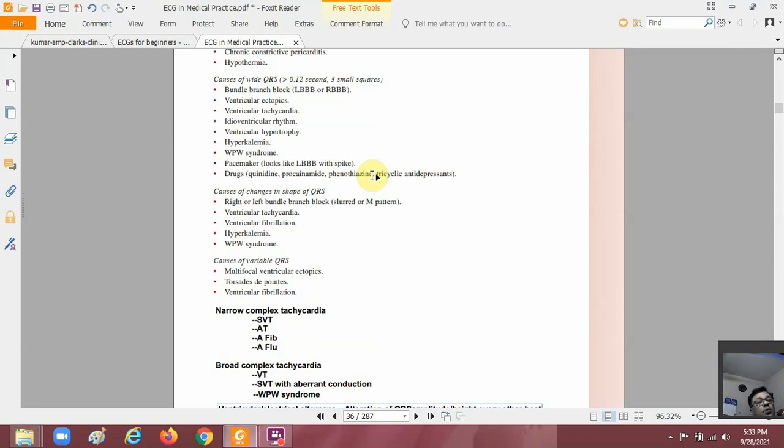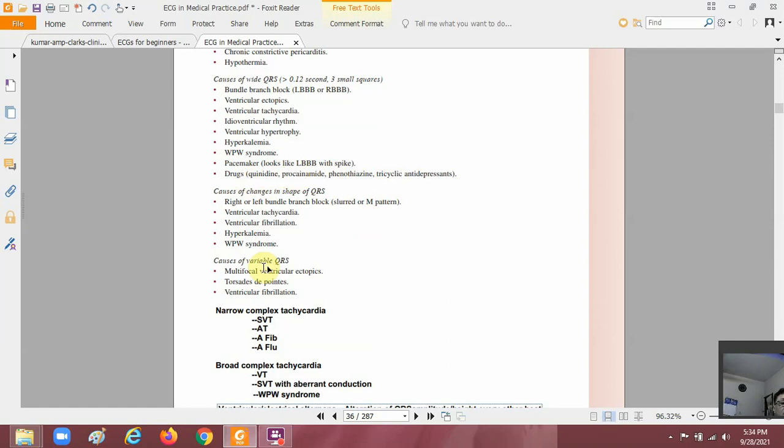Now to summarize, the causes of wide QRS complex: ventricular tachycardia, SVT with aberrant conduction, WPW syndrome, ventricular ectopic, idioventricular rhythm, ventricular hypertrophy, bundle branch block, hyperkalemia, drugs, pacing. What are the drugs? Quinidine, procainamide, phenothiazine, tricyclic antidepressants.